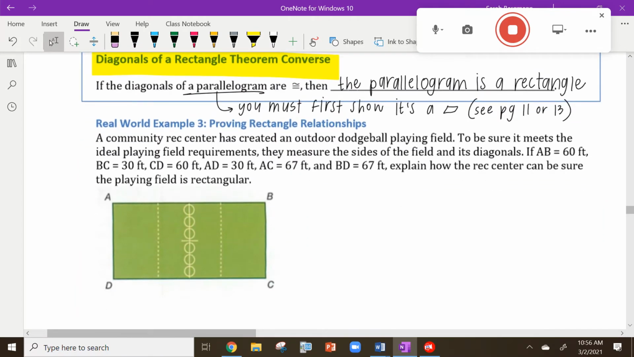It says a community rec center has created an outdoor dodgeball playing field. Looks like fun. To be sure that it meets the ideal playing requirements, they measure the sides of the field and its diagonals. If AB equals 60 feet, BC equals 30 feet, CD is also 60 feet, and AD is 30 feet.